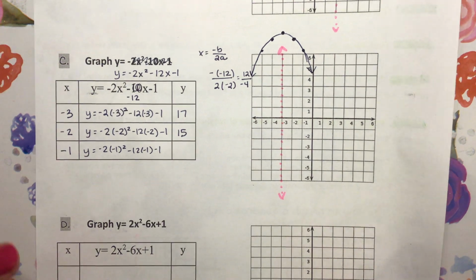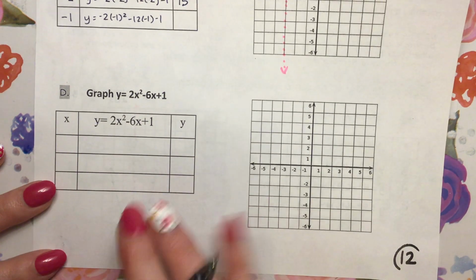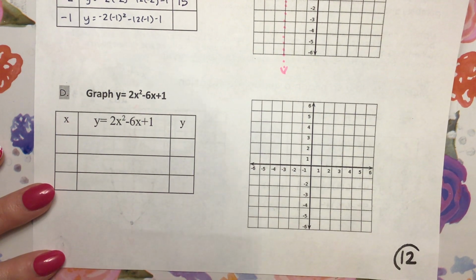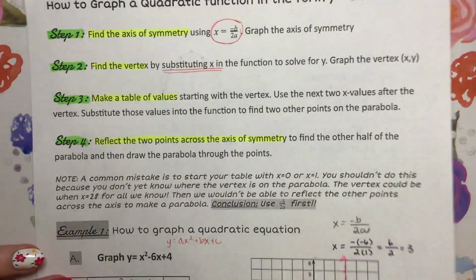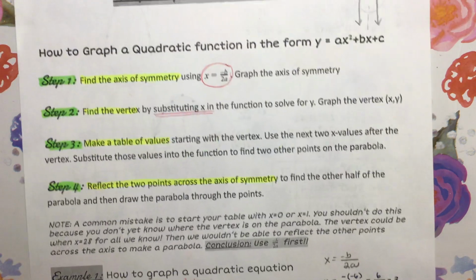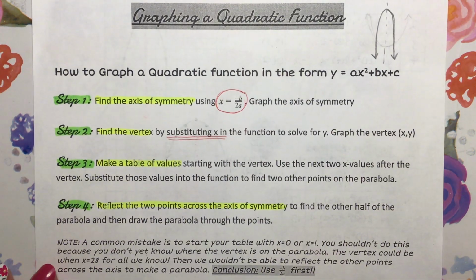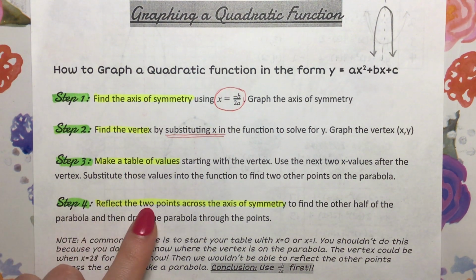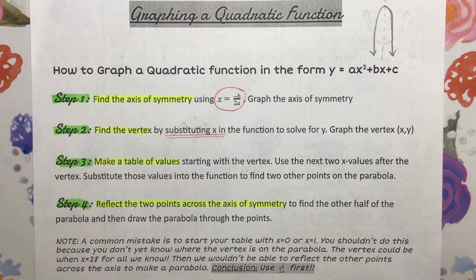I am going to show you example D in class, so we are going to skip this for our notes, but I hope this is beginning to make sense as we kind of make our way into graphing quadratics. We find the axis of symmetry, we find the vertex, we make a table, and then reflect our points. That's basically it.